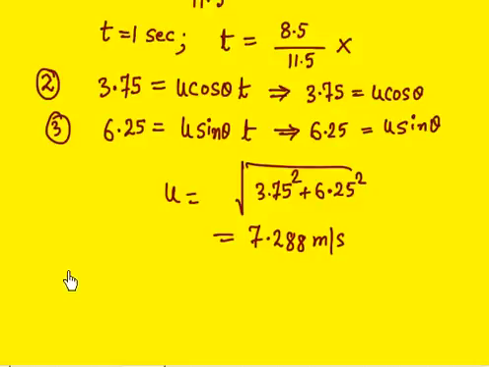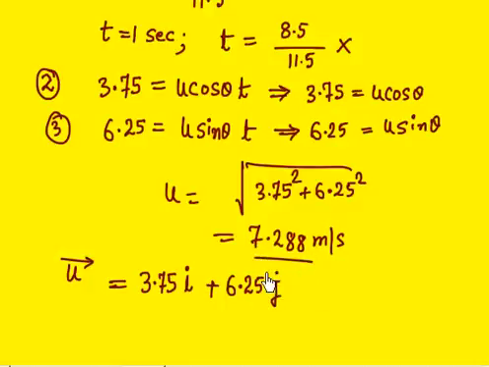Now if I want to write the velocity in vector form, u cos theta is 3.75, that is your x direction, 3.75i plus u sin theta, 6.25j. So I can write the velocity in vector form like this, but the magnitude of the vector is this. Are you getting or not?